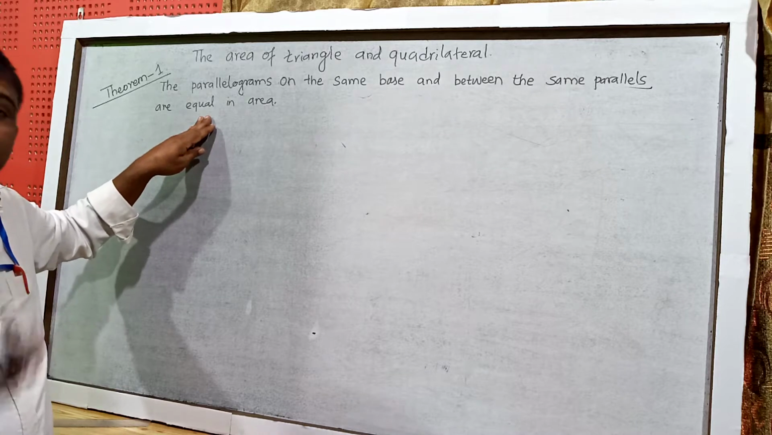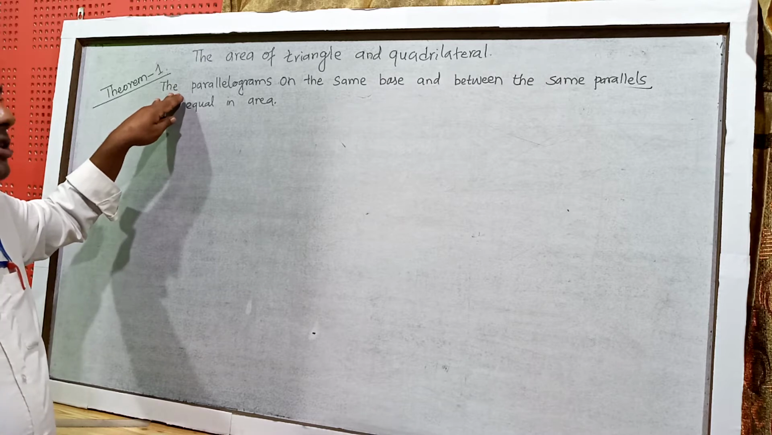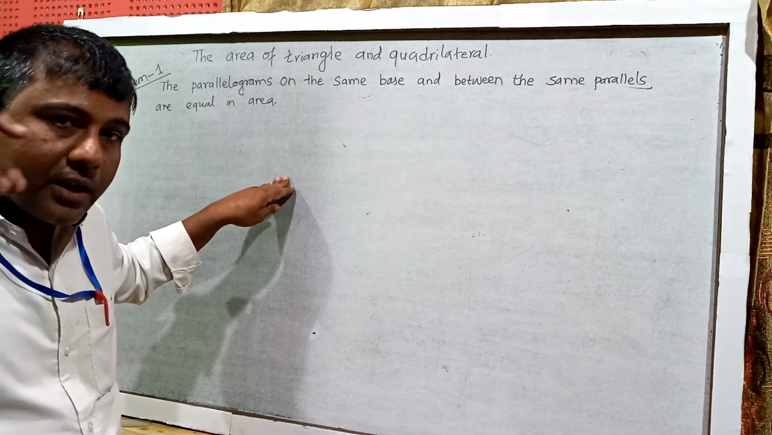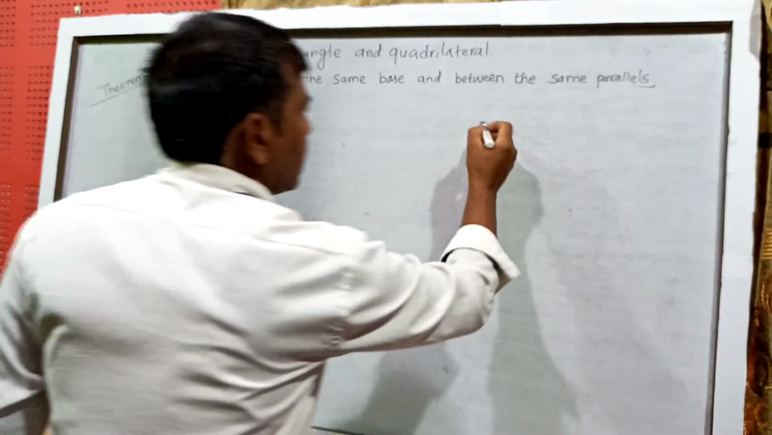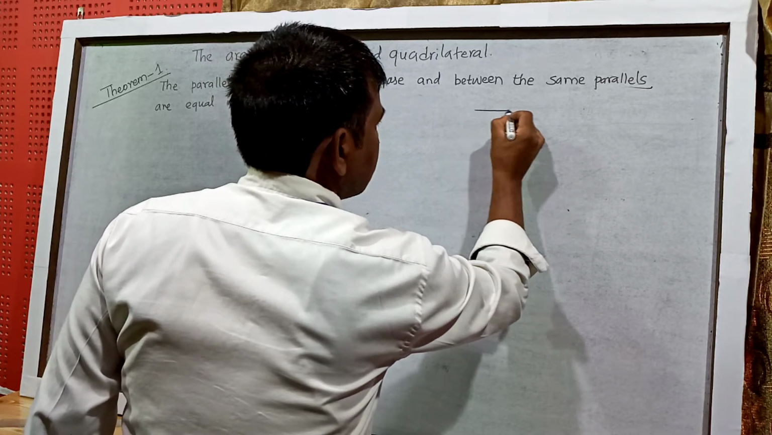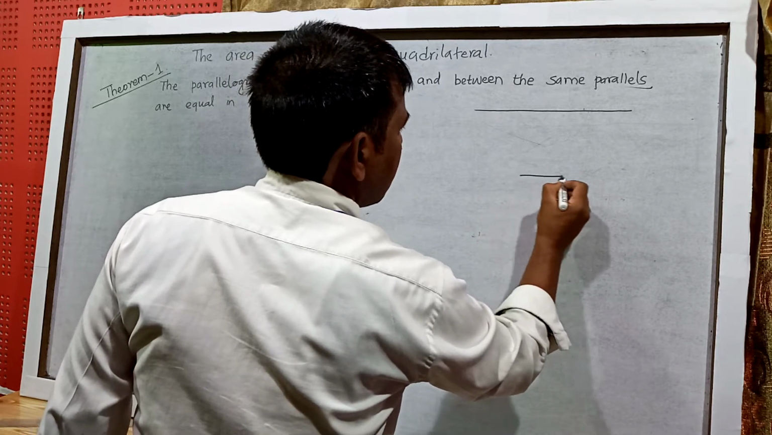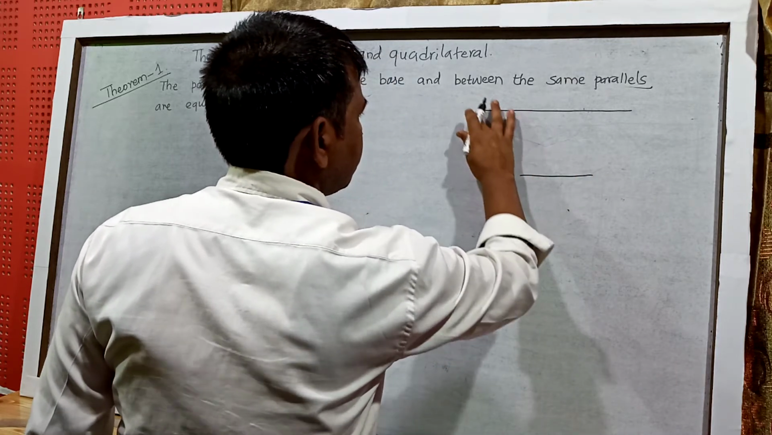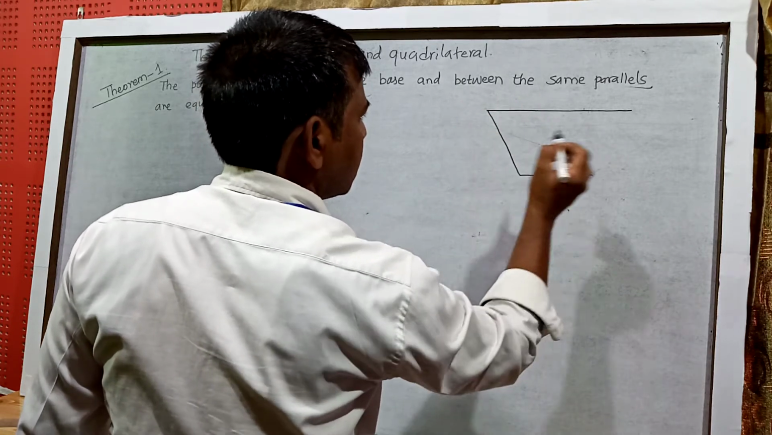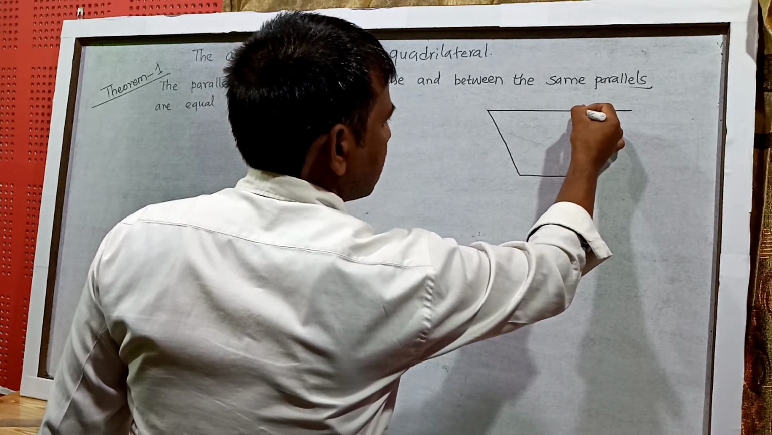In what case are the areas of the parallelograms equal? The parallelograms which are standing on the same base and between the same parallels. We should show their areas equal. So now, my students, let's make the parallelograms which are standing on the same base and between the same parallels.